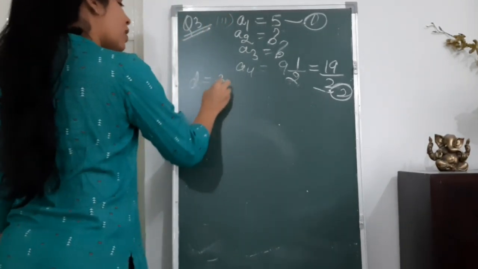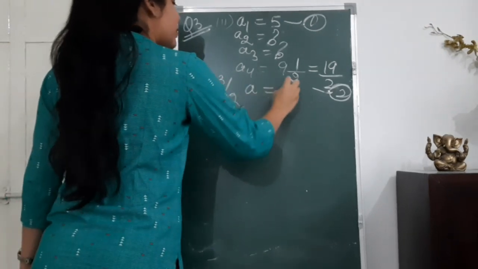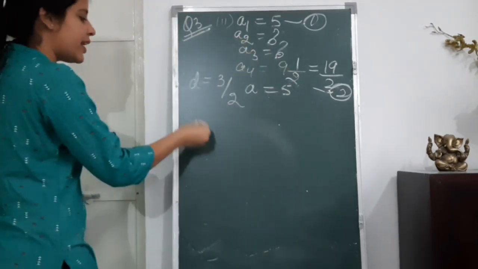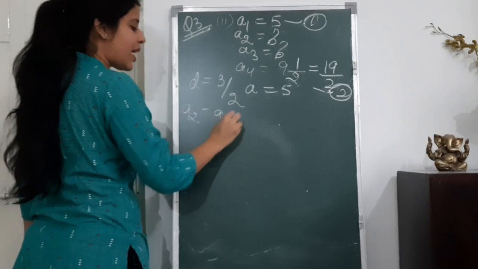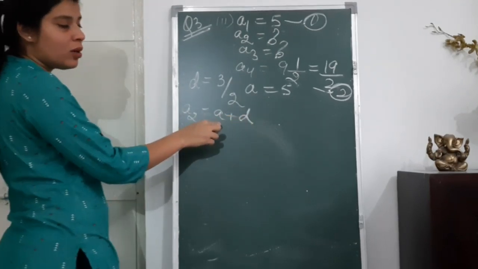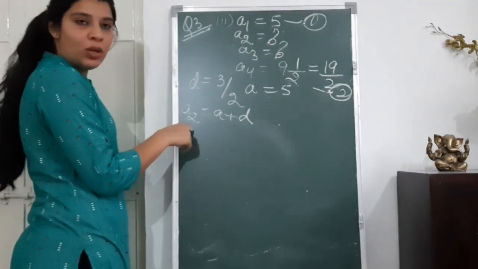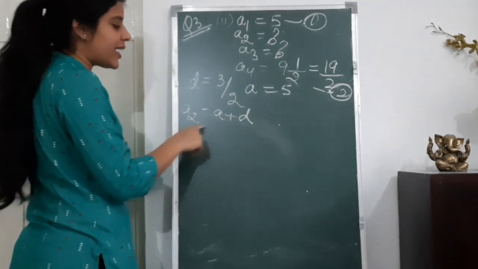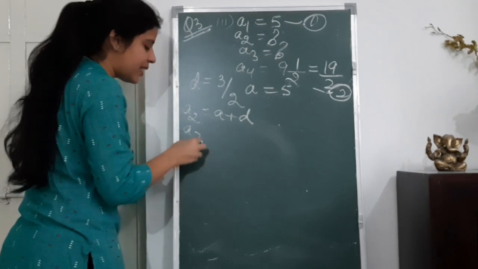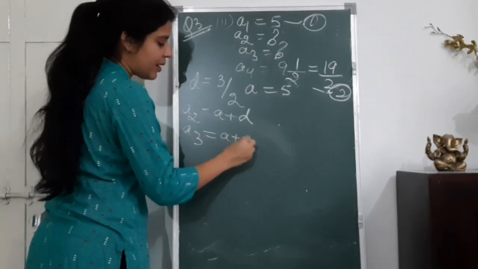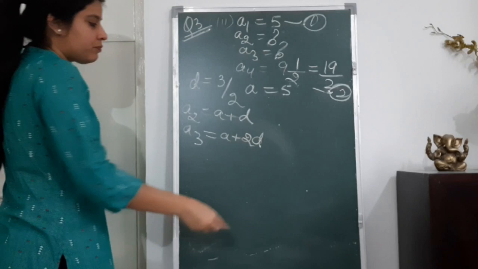So D is equal to what? 3 by 2. A is equal to what? 5. I need to find out A2. A2 will be equal to A plus D because AN is equal to A plus N minus 1 into D. When you put the value of N as 2, you will get A2 as A plus D, and in a similar manner, A3 will be equal to A plus 2D.